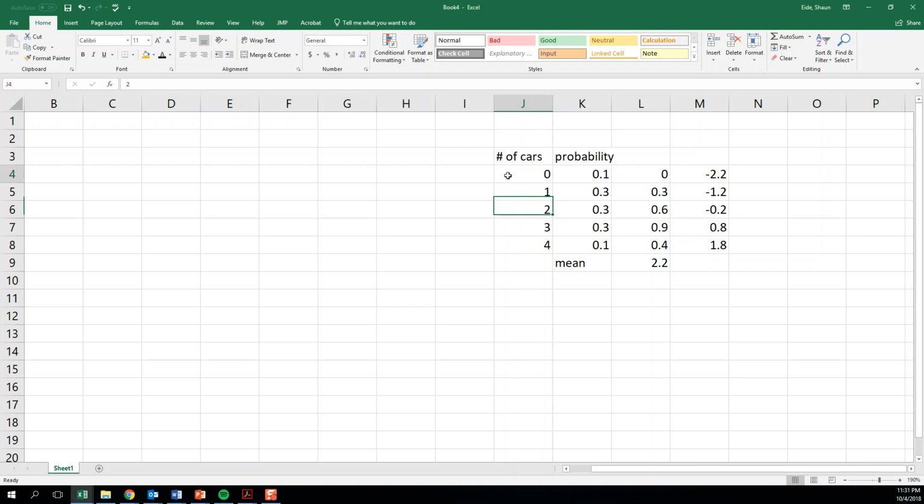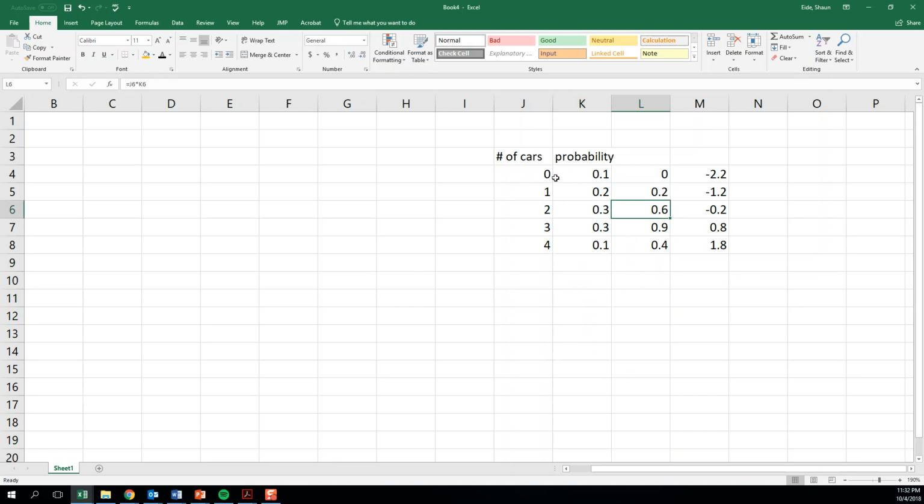Okay, so say for instance you're a car salesman and you want to know, on a given day, what's the probability that you're going to sell 0 cars, 1 car, 2 cars, 3 cars, or 4 cars. Okay, and the probability that you'll sell 0 cars is 0.1, 1 car is 0.2, 2 cars is 0.3, 3 cars is 0.3, and 4 cars is 0.4. And notice if you add all of these together, it's going to equal 1. Okay, if it doesn't equal 1, this is not going to work.